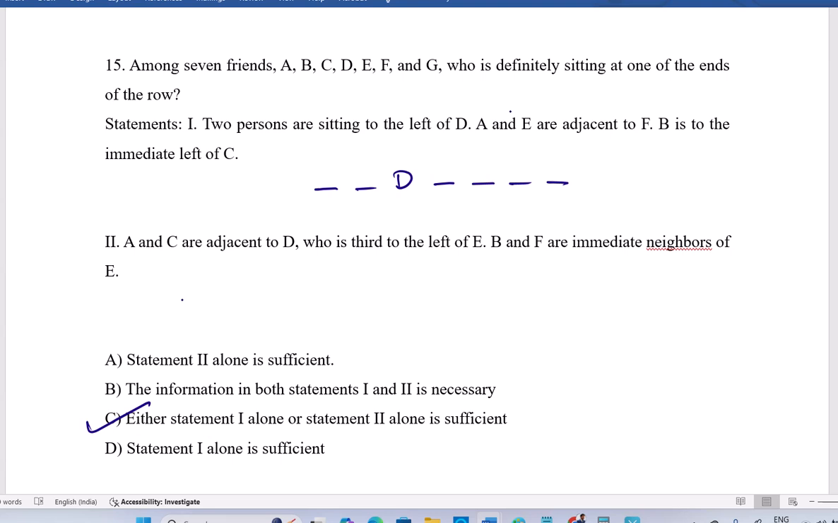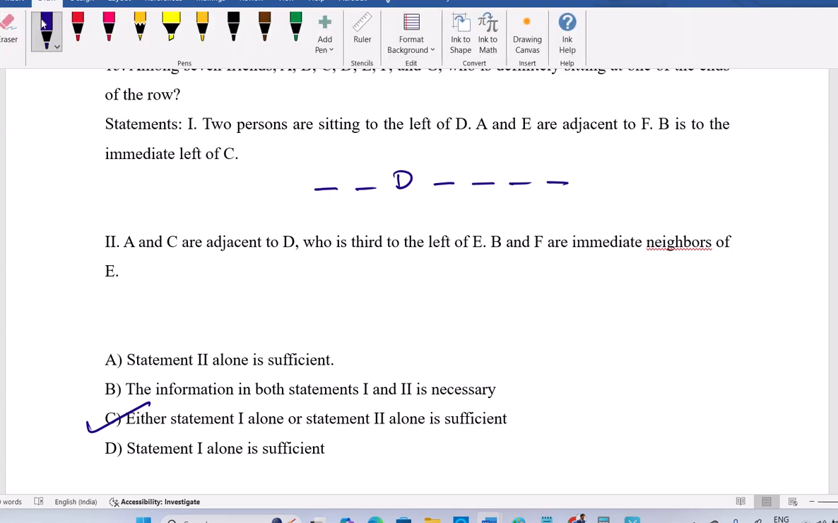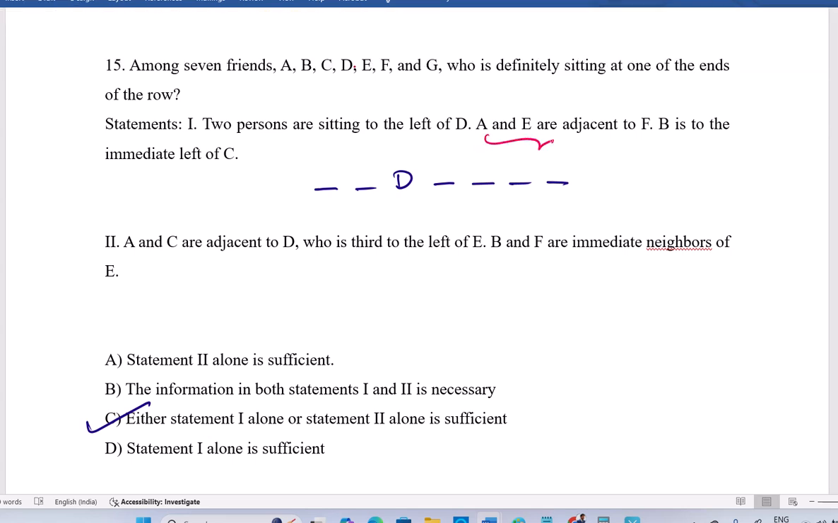Fine. A and E are adjacent to F. B is to the left of C. Listen, A and E are adjacent to F. It's like A, F, E, or it can be E, F, A, fine. They'll occupy among these 4 places. B is to the left of C, that should come here, and I'm sure one of the ends B is for sure correct. Who is definitely sitting at one of the ends of the row? B. B is definitely at one of the ends of the row.